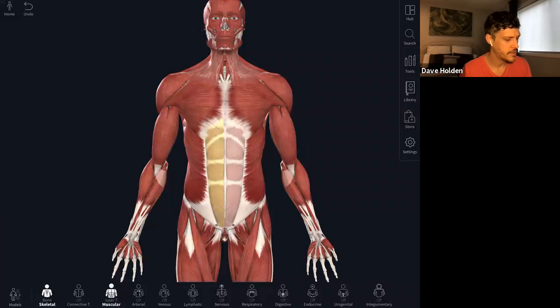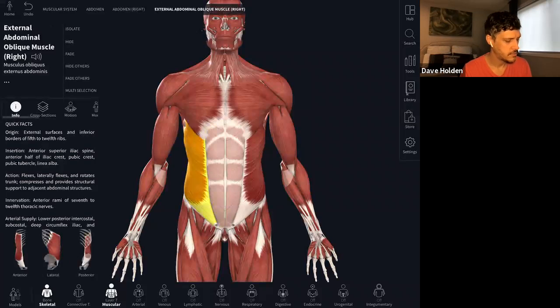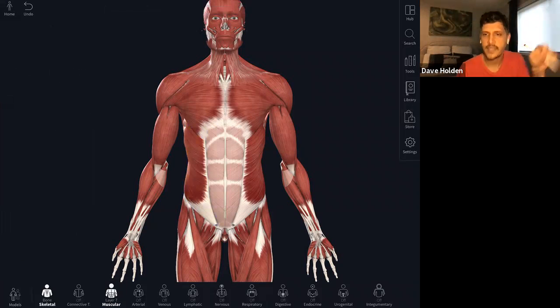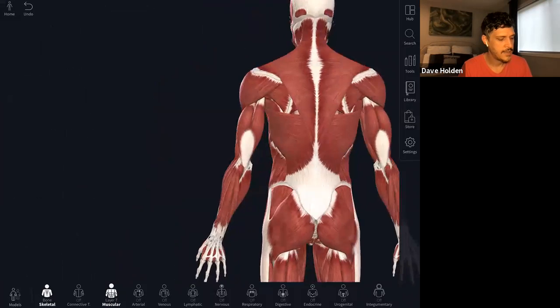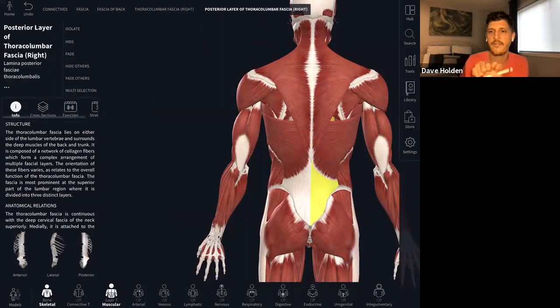The abdominal aponeurosis is all the white stuff on the abdomen, all the flat tendons that all these muscles are attaching to. Same deal on the posterior side. The thoracolumbar aponeurosis is the flat sheet-like tendon where your lats and the glutes and all these things are kind of bleeding into.